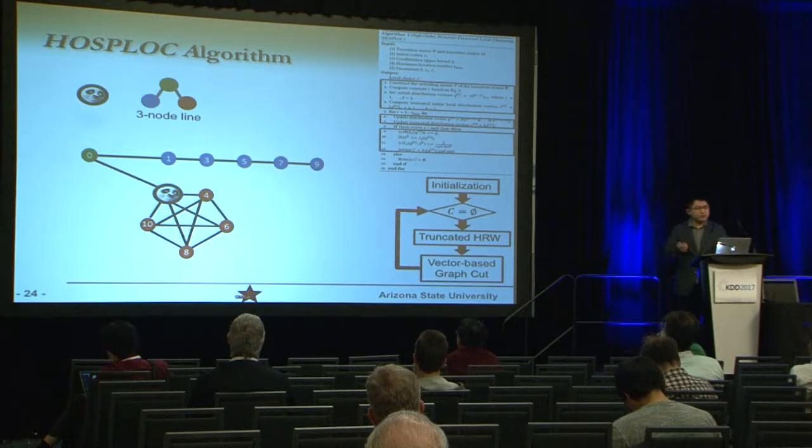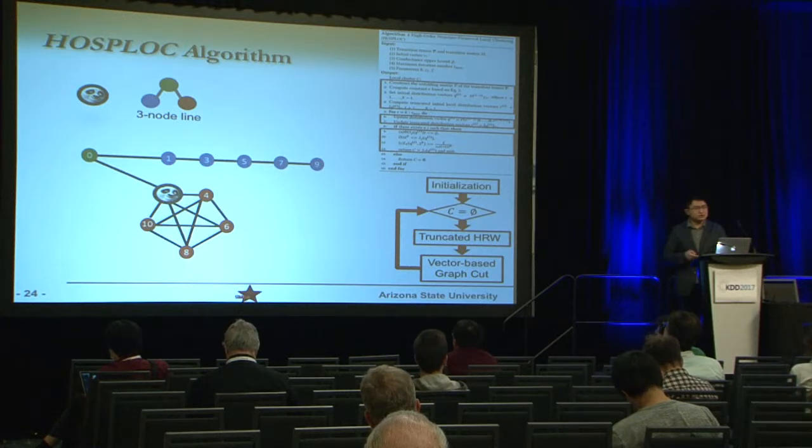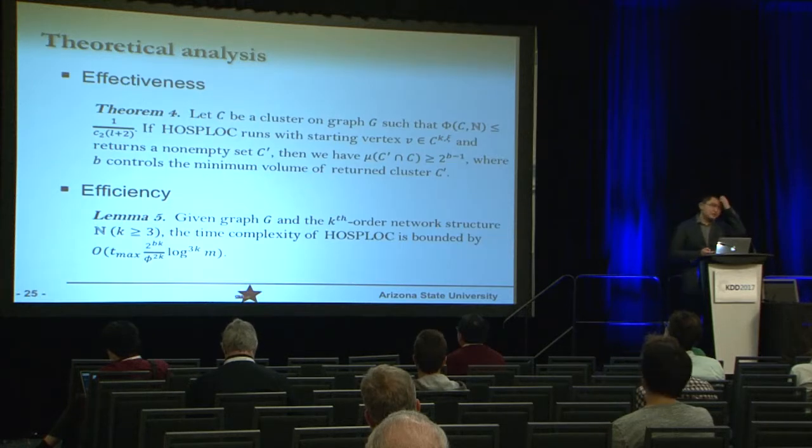After that, we do the vector-based graph cut. If we can find a cut, that is, a cluster that satisfies our criterion of minimizing the higher-order conductance, then we return it. If not, we go to the next iteration and do the high-order random walks and the vector-based graph cut again. In our paper, we also show some theoretical bounds regarding our algorithms.